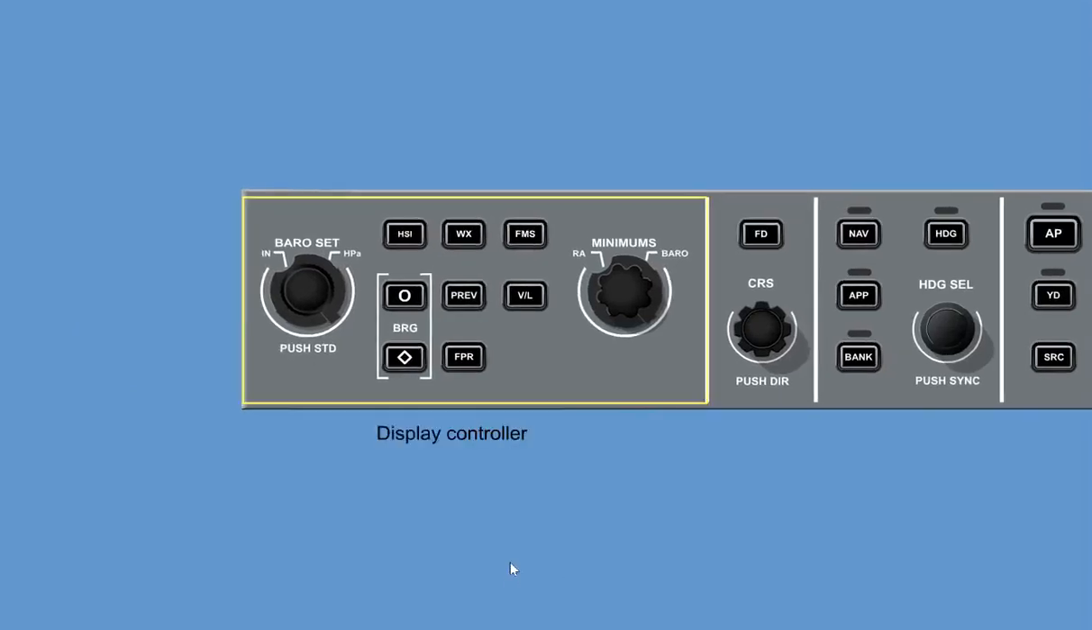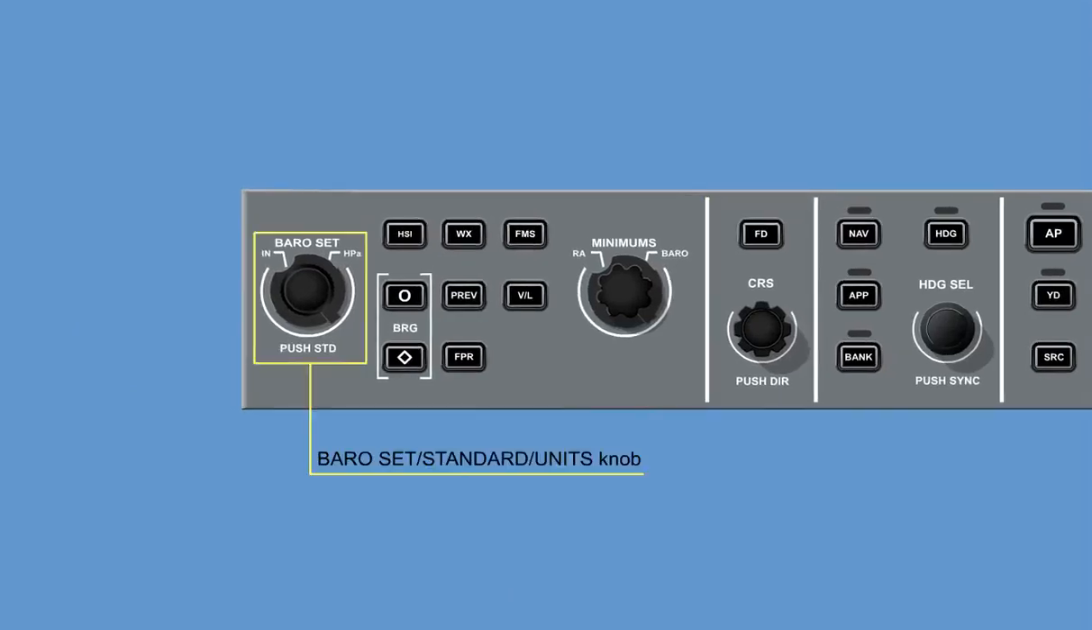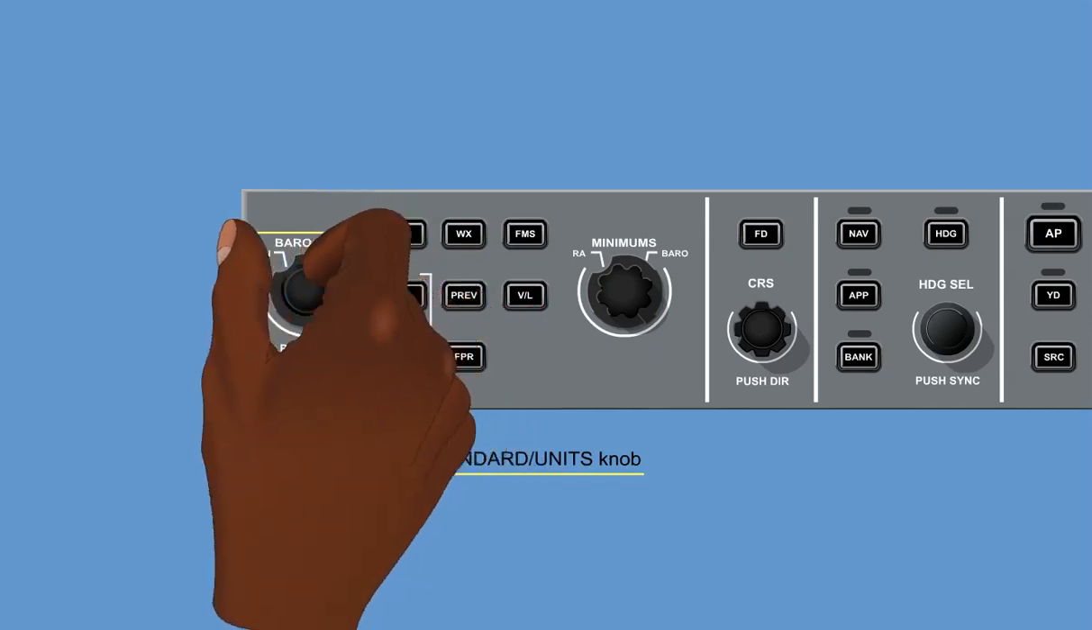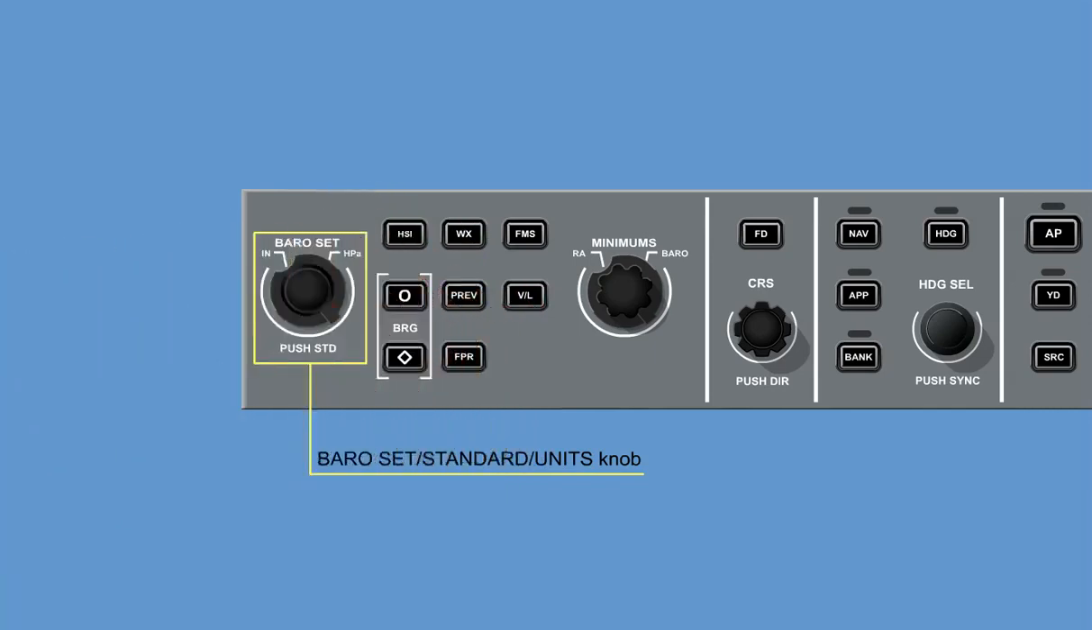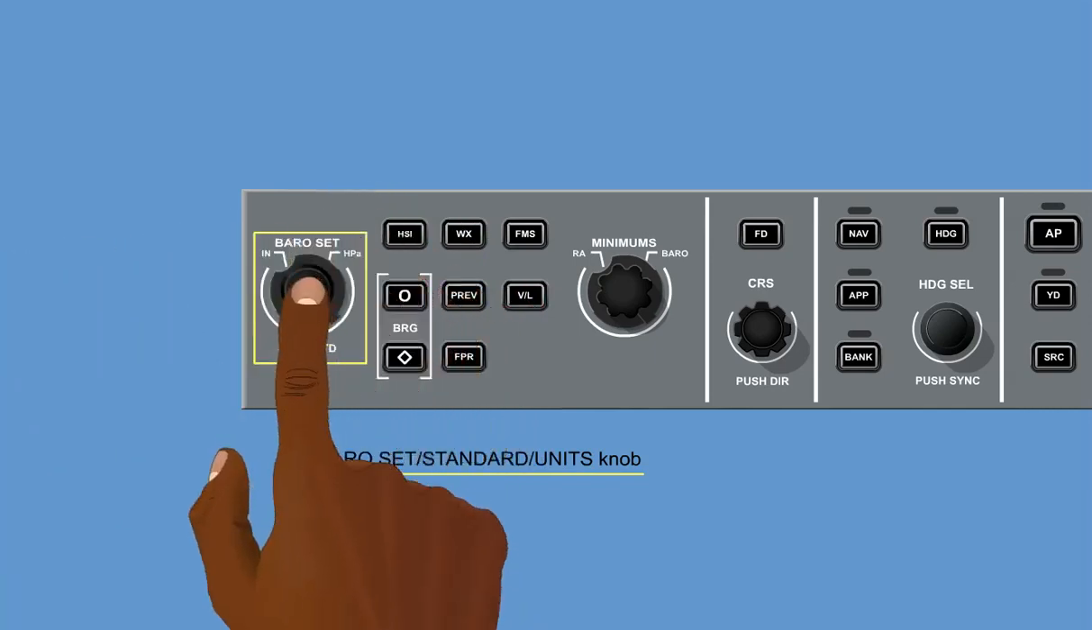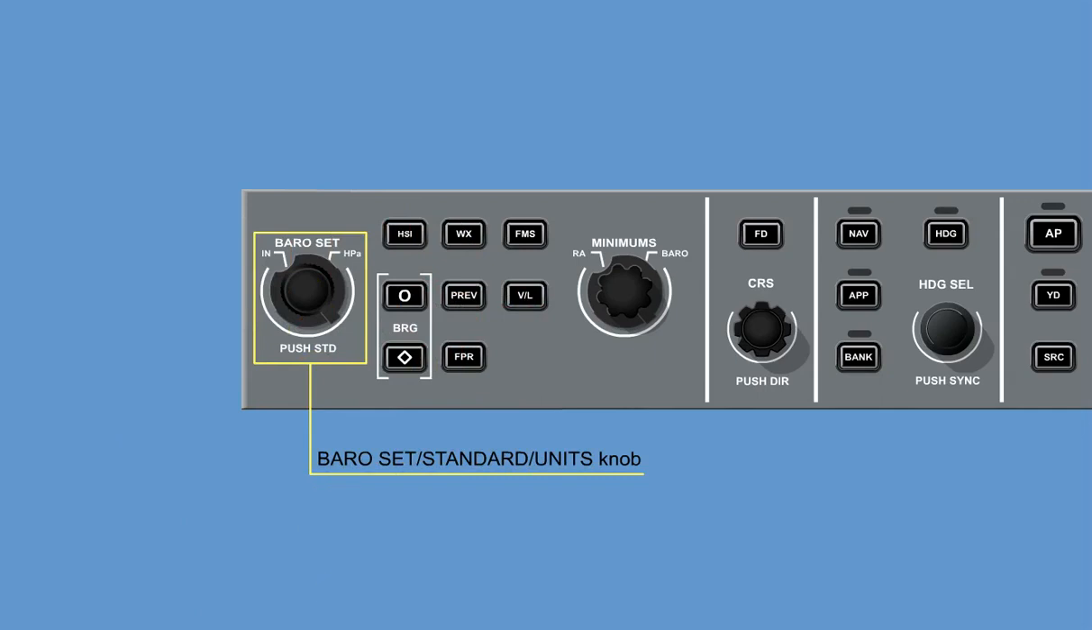The display controller has the following controls. The combined baro set, standard, units knob has 3 functions. Turning the baro knob sets barometric altimeter correction. Pushing the push STD button sets baro correction to standard, and selecting the IN HPA switch selects baro correction format to inches of mercury or to hectopascals.